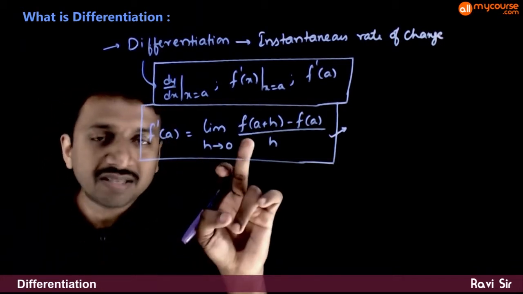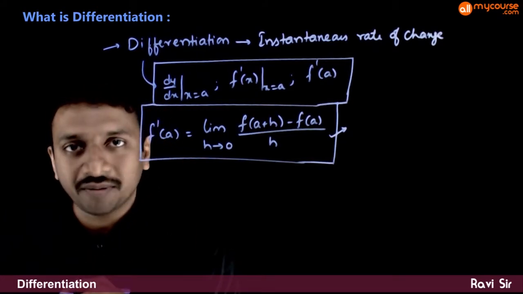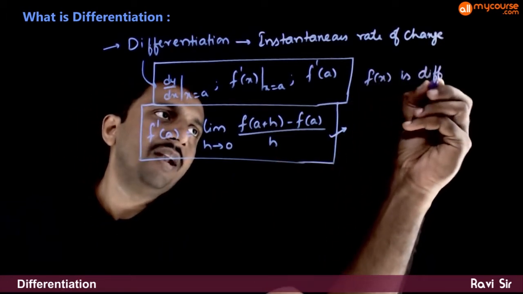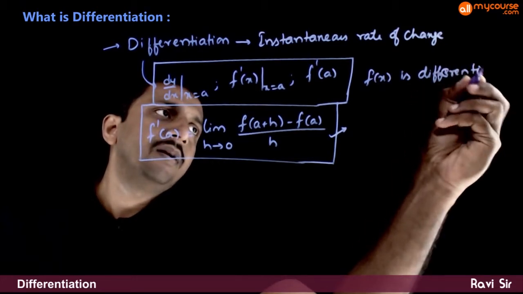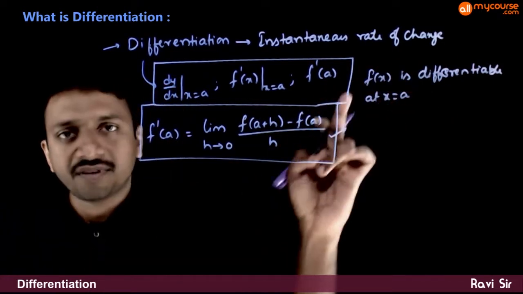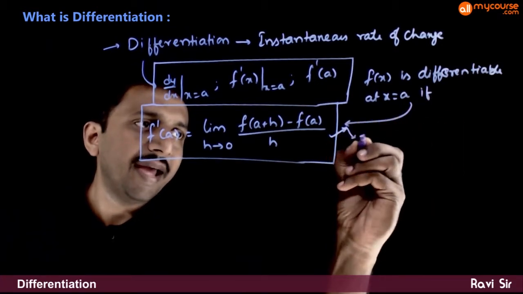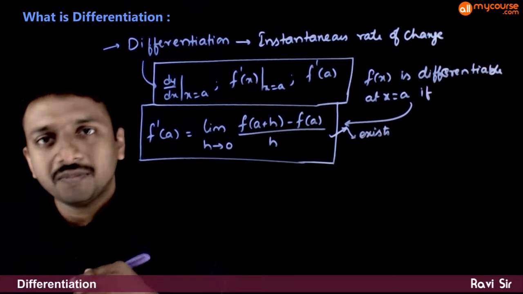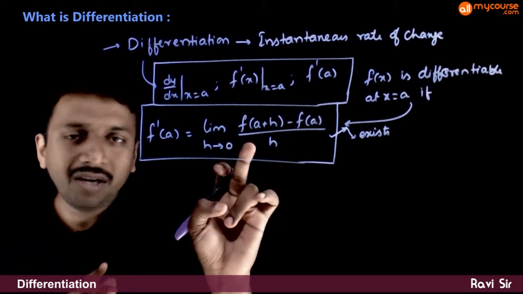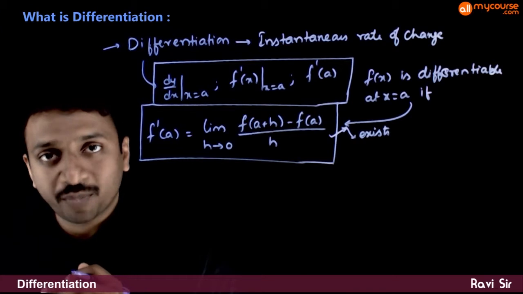So if this limit exists, then we say that the function is differentiable at x is equal to a. F of x is differentiable at x is equal to a if this limit exists. So if you want to check whether a function is differentiable or not at a particular point a, you need to try to find this limit. If this limit exists, then the function is differentiable at that point.